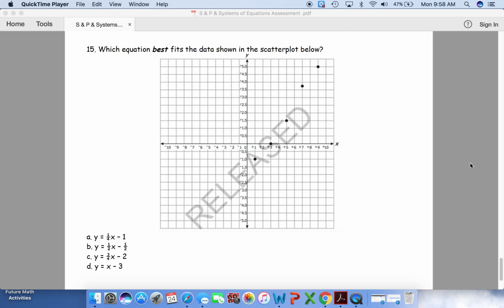Number 15. Which equation best fits the data shown in the scatter plot below? A, y equals 1/4 x minus 1. B, y equals 1/2 x minus 1/2. C, y equals 3/4 x minus 2. D, y equals x minus 3.